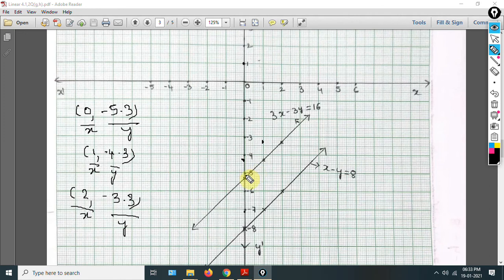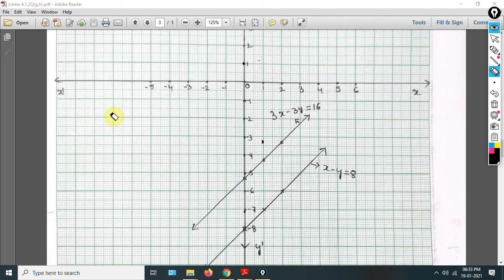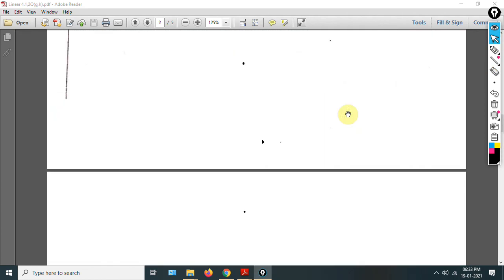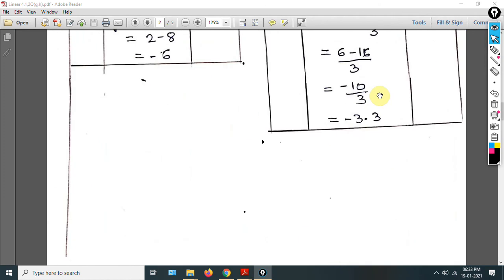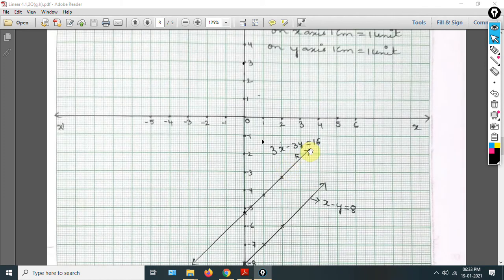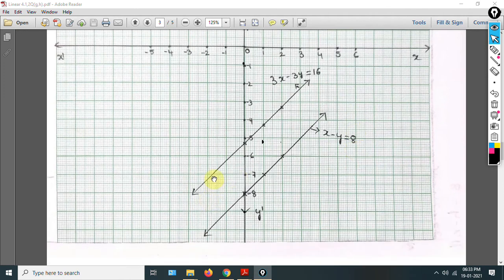Now we have got the 3 points. We have to take the scale and join those 3 points, and we will get a straight line. Next we should mention for what equation we have got that line. It is important to mention that for this equation we are getting this line on the graph. So we will see what that equation is: 3x minus 3y equal to 16. So we should write here 3x minus 3y equal to 16. Okay, so here we have seen in the graph that the two lines are parallel, and we are not getting any solution. On the graph also we have proved it. So this problem is over.